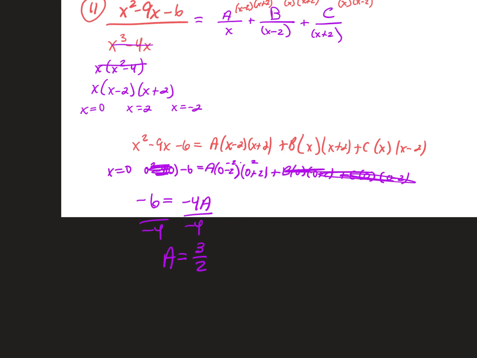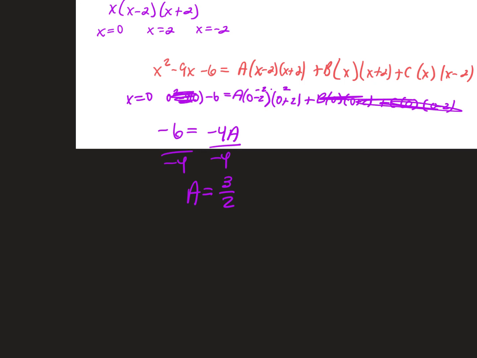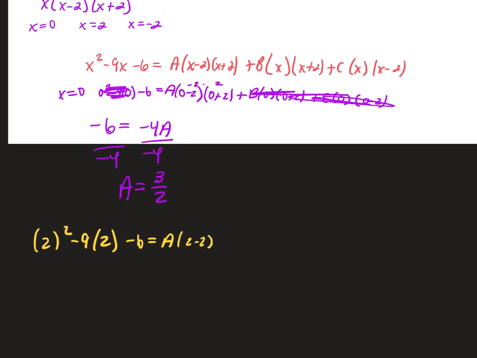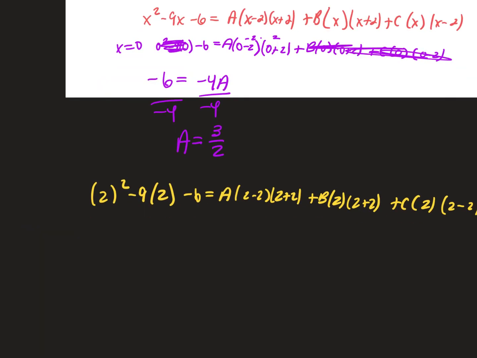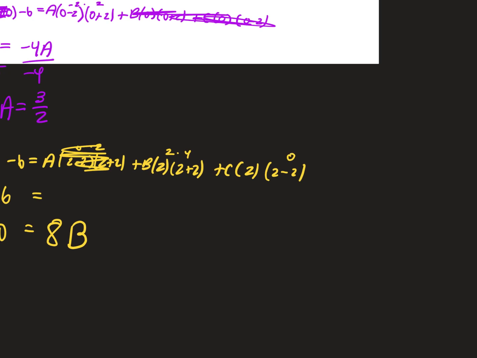Good. Now we're going to do the same thing with positive 2. So we have 2 squared minus 9 times 2 minus 6 equals A times 2 minus 2 times 2 plus 2, plus B times 2 plus 2, right? Plus C times 2 minus 2. What's 2 squared? 4. What's 4 minus 18? Negative 14, minus 6 gives you what? Negative 20. Good. Now I have 0 times 2 crosses out. I have 2 times 4 gives me what? 8B. And then I have 2 minus 2 is 0, so this gives me 0.